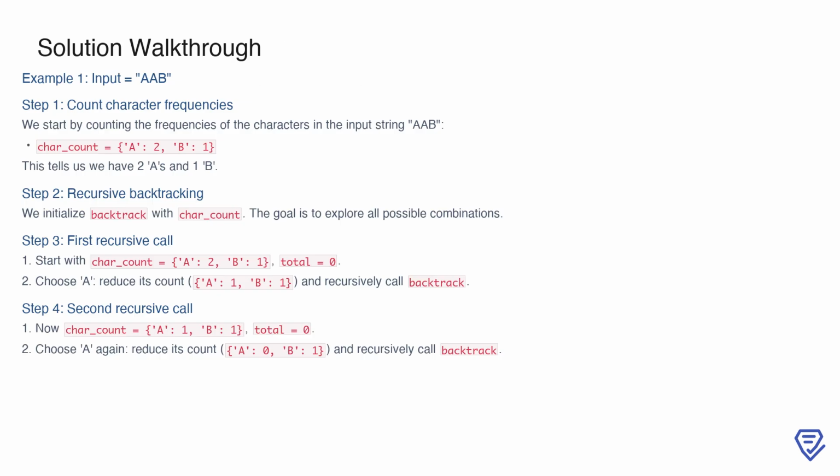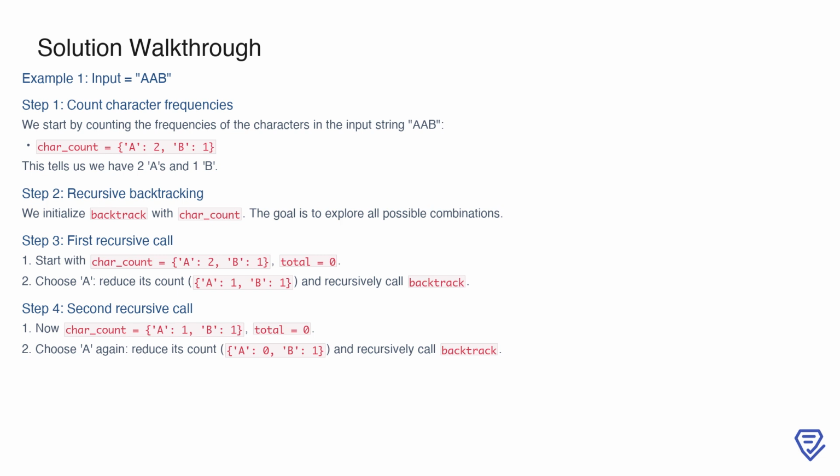To solve this problem, we begin with the input string AAB. The first step is to count the frequency of each character. Here, we see that there are 2 occurrences of A and 1 occurrence of B. This gives us the dictionary A2, B1. Next, we use recursive backtracking to explore all possible combinations of tiles.